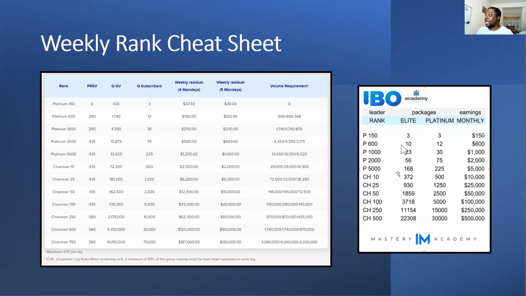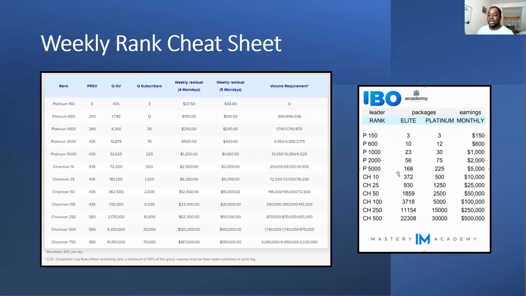And you can see here the elites, you can see the numbers here. So when you look at the platinum pack, you need 12 people to go to P600. If you had people on an elite, 10. This is how some of the top chairmen are hitting their ranks quick.